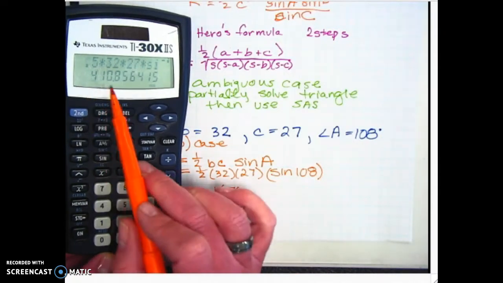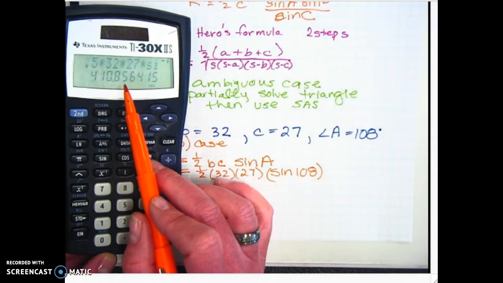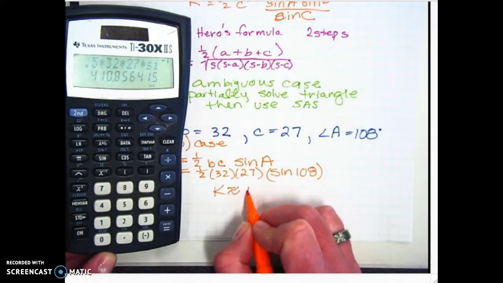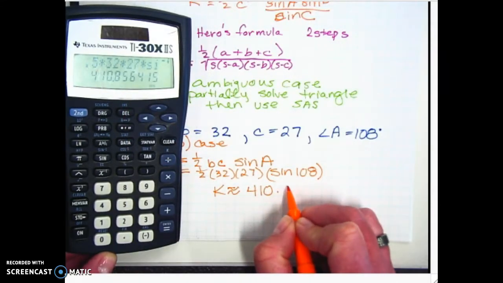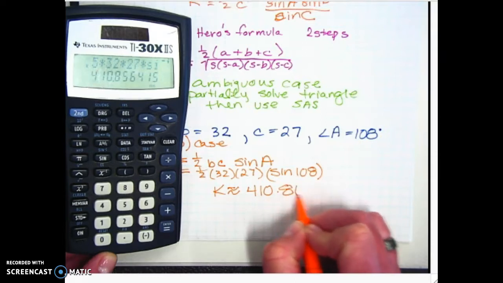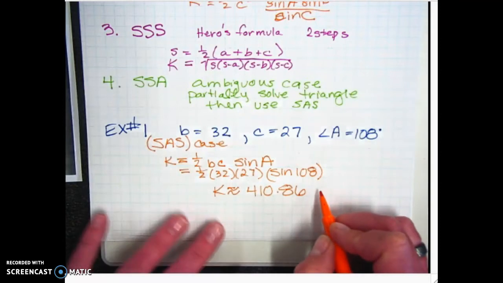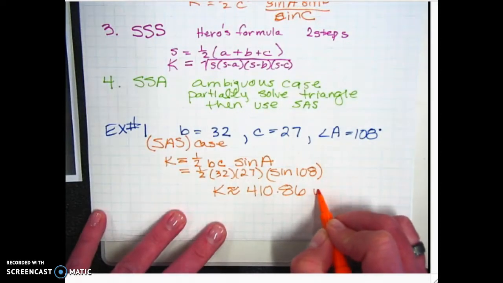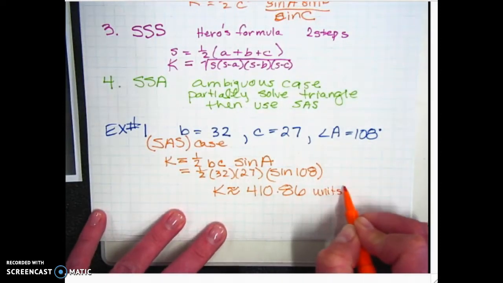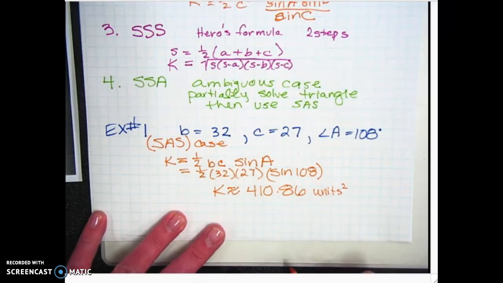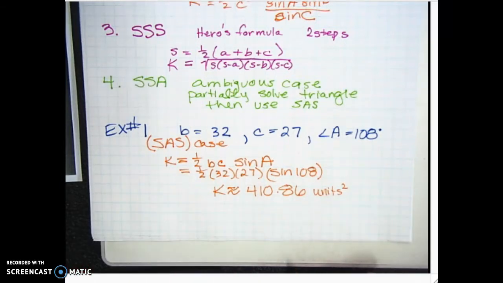Hit the equals. I've got 410.85, but there's a 6 next to it, so let's go 410.86. And they didn't give us any units, so you just say generic units. Units squared is your final area. Any questions on example number 1 there?